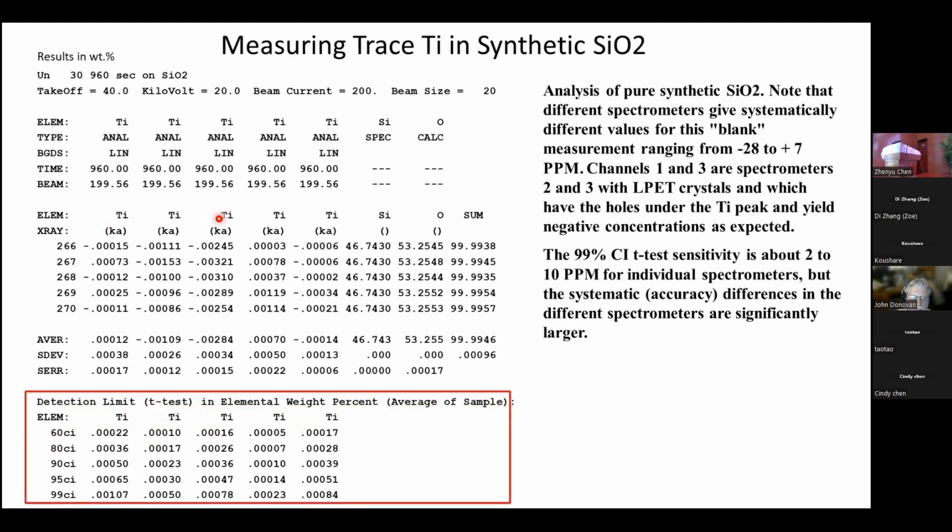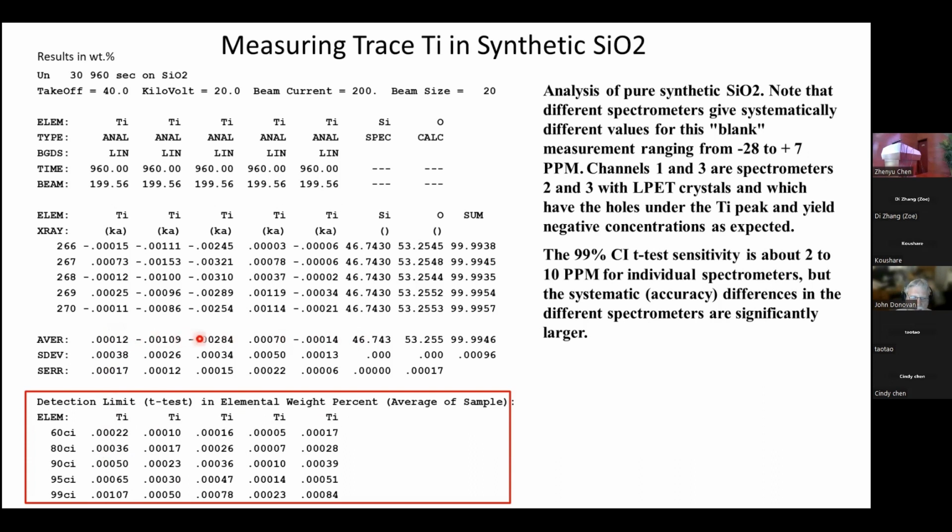I'm measuring titanium on 5 spectrometers. And you can see we're getting detection limits that are pretty good. This is 10 ppm, even 5 ppm, 7 ppm. These are pretty good detection limits, okay? So not bad. But which one of these answers is right?